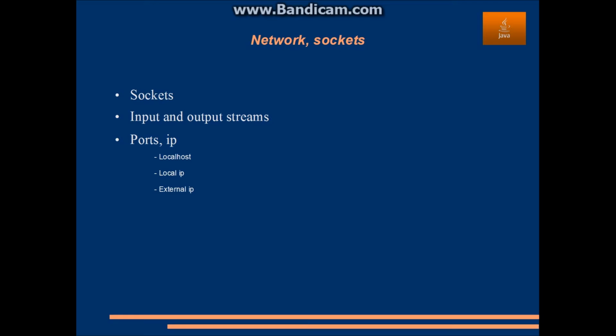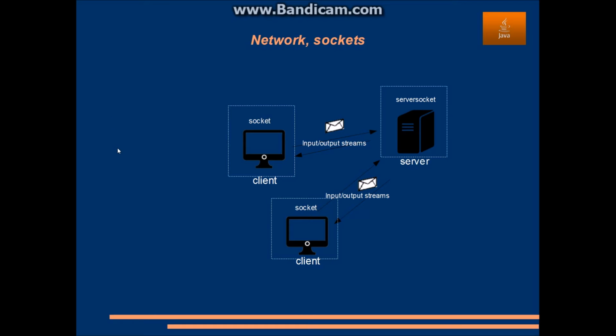In this video we're going to talk about networking and how we can use Java to communicate between two different computers. We're going to cover sockets, which establish a connection between two different computers. We're going to cover input and output streams, which basically allow you to communicate between the different computers. And we're also briefly going to talk about ports and IP and how we can use them to establish the connection between the computers. I've created an image that shows how an application using sockets could work.